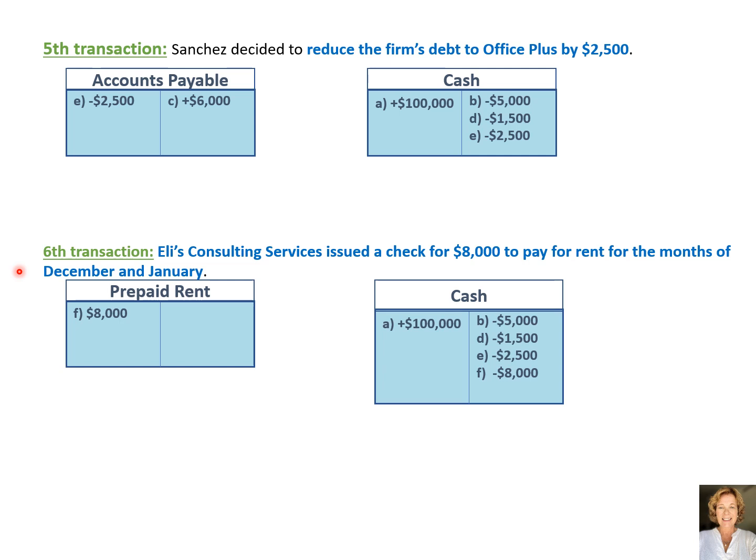Payments in advance for rent are considered prepaid expenses and are considered an asset of the company. So we need to debit prepaid rent because our asset prepaid rent increases, and assets increase with debits. And again, just like in the prior transaction when Eli's Consulting issued a check, we need to decrease our cash account with a credit for $8,000.